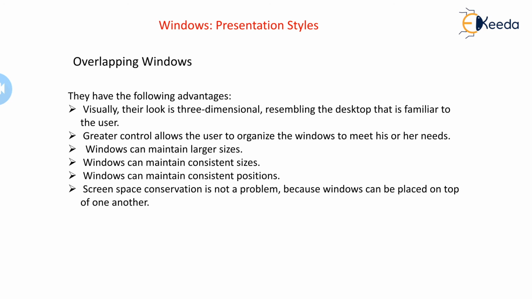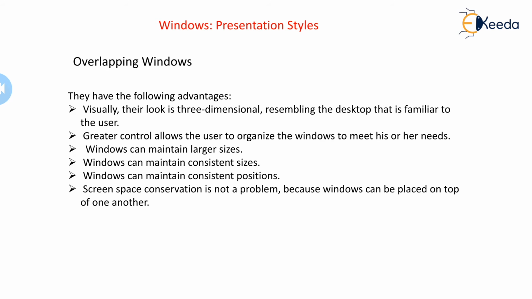They have the following advantages. Visually they look three-dimensional. They have a control facility that allows users to organize windows according to their needs. They can also maintain larger, consistent sizes, meaning the sizes need not be increased and decreased later. Space conservation is not a problem, which was a problem in tiled screens. Because windows can be placed on top of each other, they yield better user performance for tasks when the data requires it.